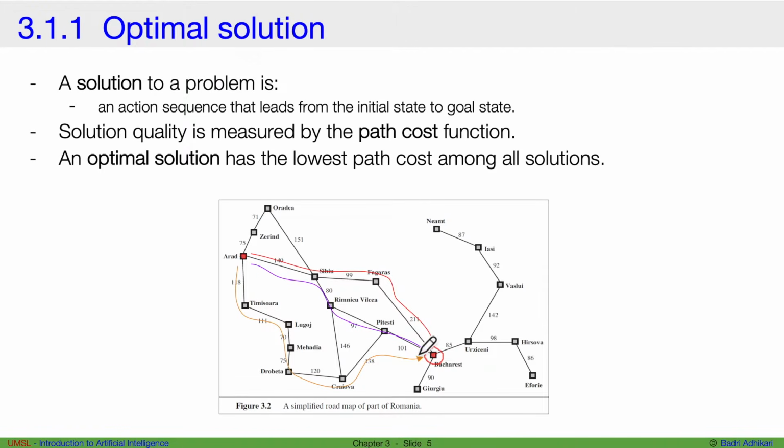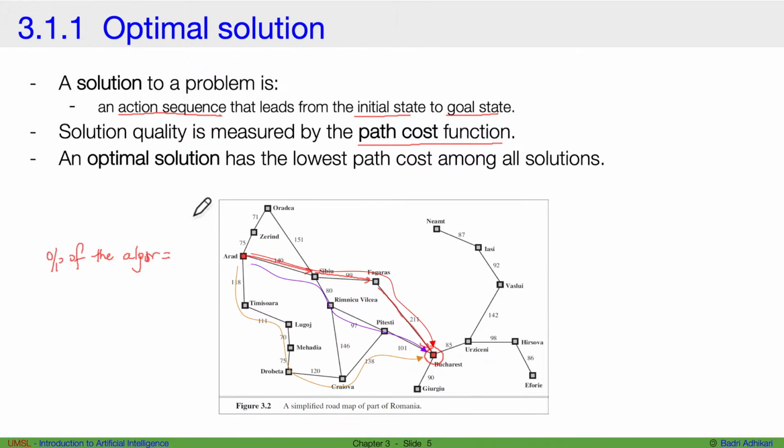But that's not true. What we are looking for in the algorithm, so the output of the algorithm, is an action sequence. In other words, we want the algorithm to output the steps that the agent needs to take to reach Bucharest. So the solution that we are looking for is an action sequence that leads from the initial state to the goal state. And the solution quality is measured by the path cost function, which is already described in our problem.